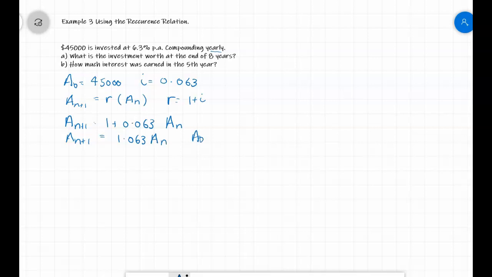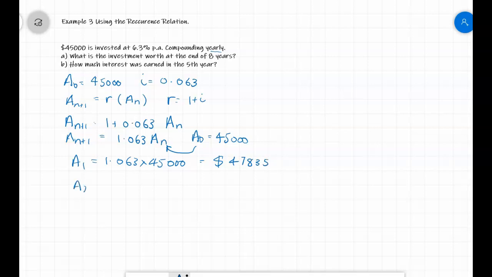Now let's start this rolling, because we know that A0 is equal to 45,000. So if I substitute A0 back in here, I'll find A1. A1, because 0 plus 1 is 1, is equal to 1.063 times 45,000, and that's going to give me 47,835. So that now becomes my value for A1.